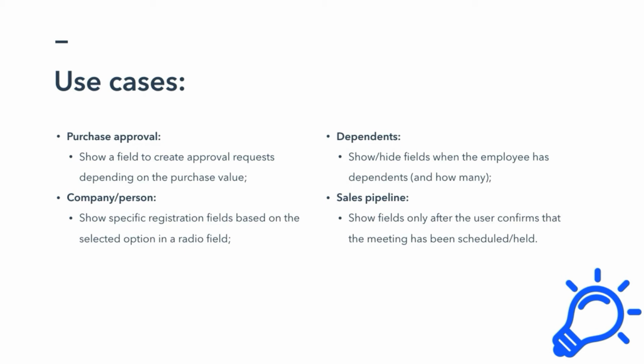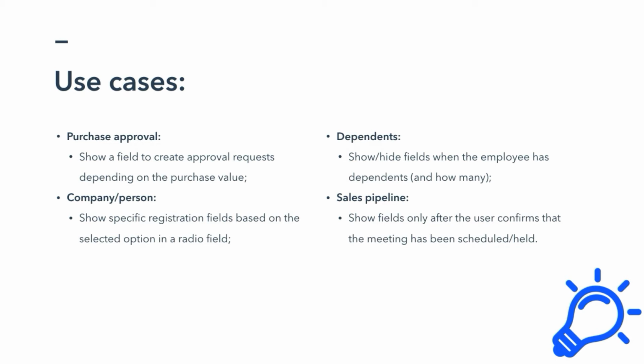The second one is a partner registration process in which people can choose to begin with whether they're a company or an individual consultant. Upon choosing those options, we're going to display some specific registration fields based on the answer they gave on this first field. The third case is the dependents. We're going to show or hide fields in our employee onboarding form depending on the answer the employee gives in two fields, asking them whether they have dependents for their health insurance, such as spouse or kids, and how many dependents they have.